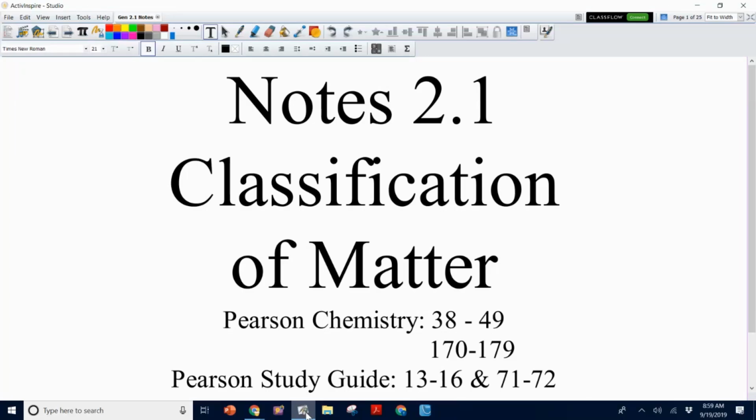These are notes 2.1, classification of matter. In your textbook, you need to read pages 38 through 49 and 170 through 179. This is all in your Canvas login, so if you go to Canvas, you'll see those pages. The study guide pages are 13 through 16 and 71 and 72.